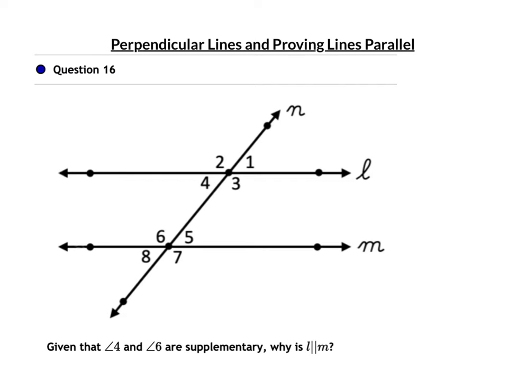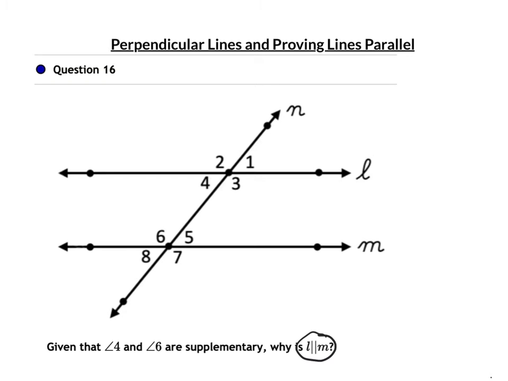If you haven't noticed already, I did two question 15s. That's because these are all just different versions of the same question. So we may get repeats here. It's random. Given that angle 4 and angle 6 are supplementary, prove L is parallel to M.